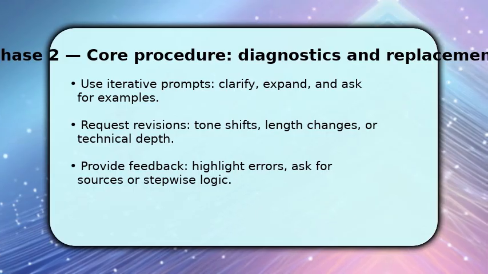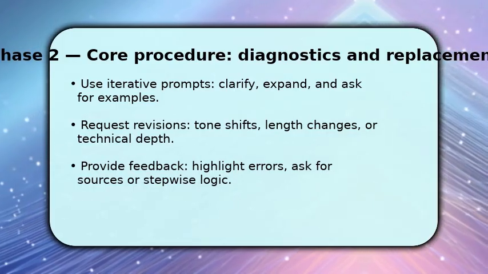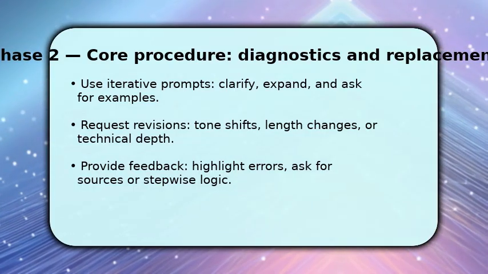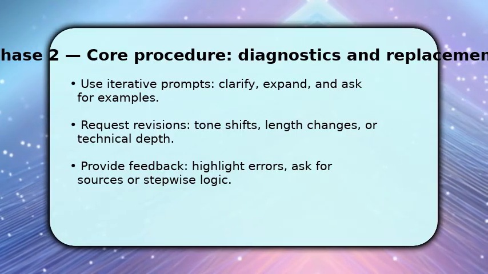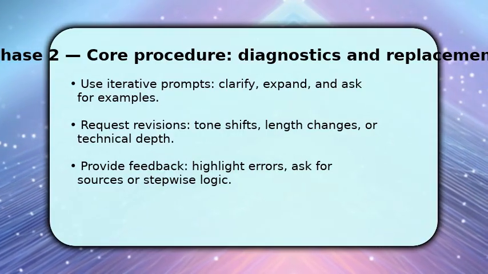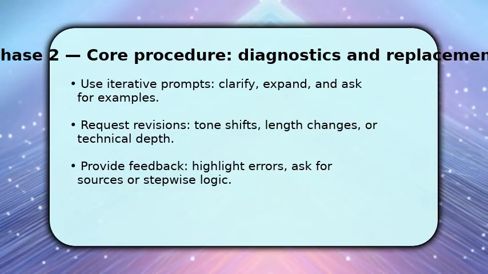This forces compression. Once you see a pattern of errors, correct one example and ask the model to apply that correction across the whole text. This iterative approach turns rough output into polished work, and it trains the session.